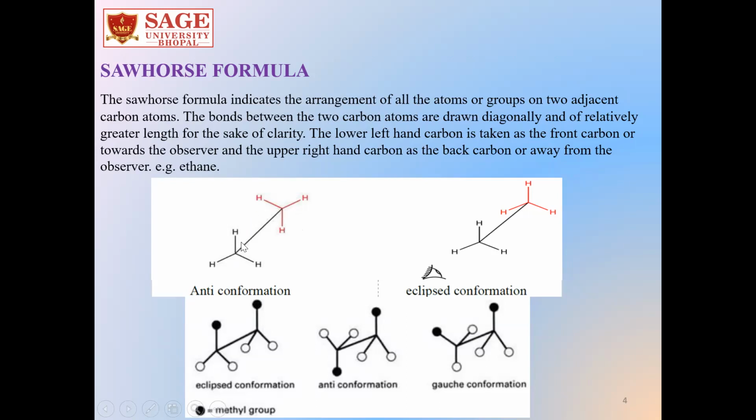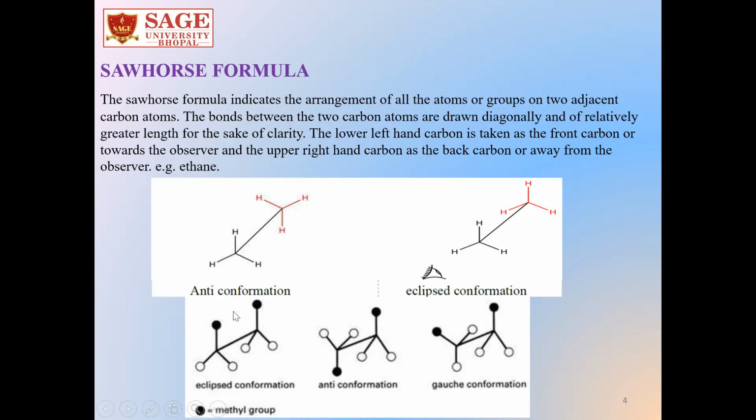Depending on the orientation of the hydrogens, they are named anti-conformation or eclipsed conformation. We can see when they are at 180 degrees, like if we consider this hydrogen and this hydrogen, the angle is 180 degrees. So we can call this anti-conformation. When we consider this hydrogen and this hydrogen, the angle between them is 0 degrees. So it will be eclipsed conformation.